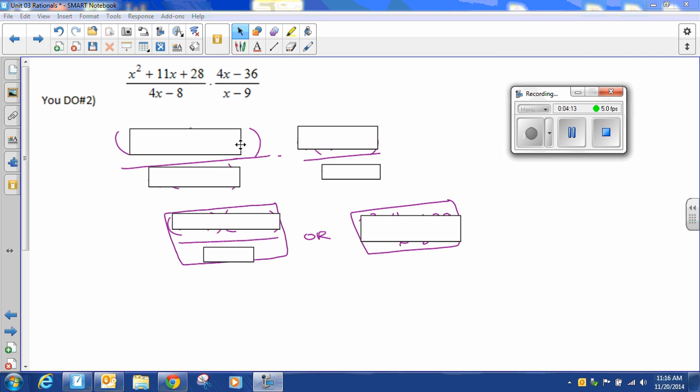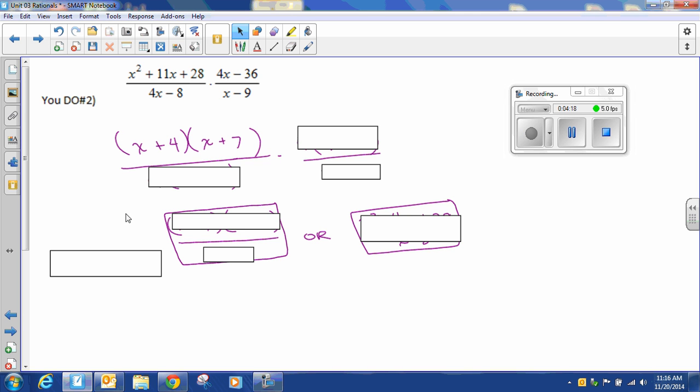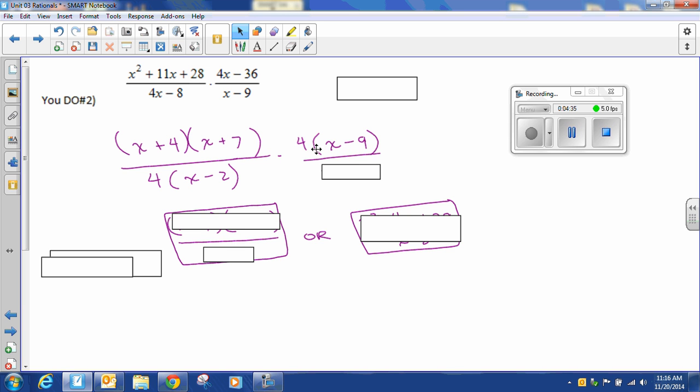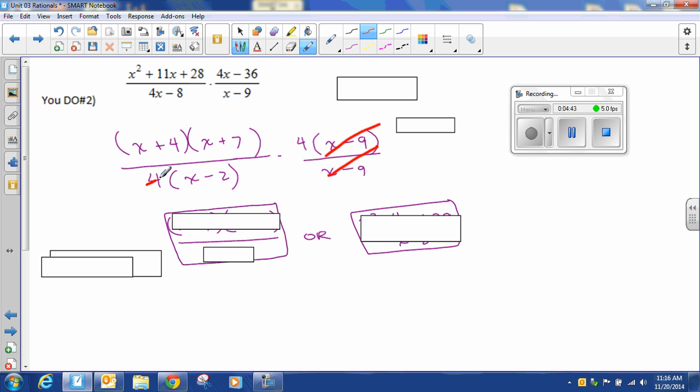Let's take a look at the you-do example. So here we have a trinomial which can be factored out to a binomial, x plus 4 times x plus 7, because 4 times 7 is 28, and 4 plus 7 is 11. The denominator, 4x minus 8, is 4 times parentheses x minus 2. 4x minus 36 is 4 times parentheses x minus 9. And x minus 9 is already down here. So let's go through and we can cancel the x minus 9s. We cancel the 4s. And we are left with x plus 4 times x plus 7 over x minus 2.